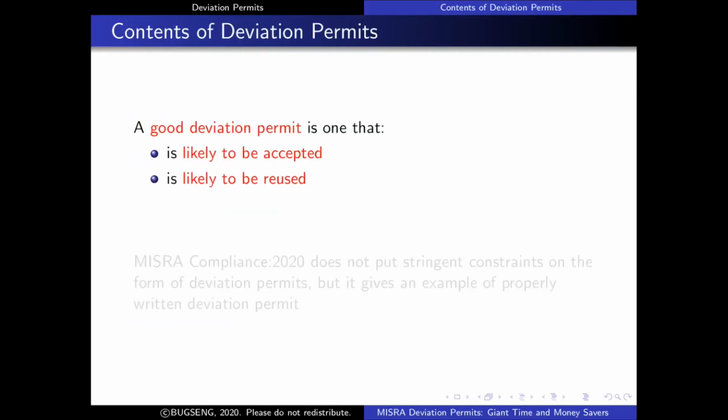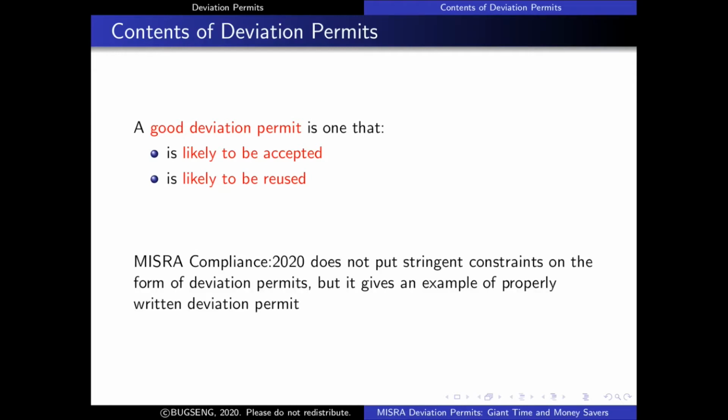Okay, so what's in a deviation permit? So let me first, before explaining what is in the deviation permit, how do we distinguish a good deviation permit from one that is not so good? So it is good if it is likely to be accepted by the organization who is supposed to accept it. And it is good if it is likely to be reused. So the time investment spent in developing a permit, if the work has been properly done, you will be able to reuse this over and over again over multiple projects. And in this sense, permits are a giant time and money savers.